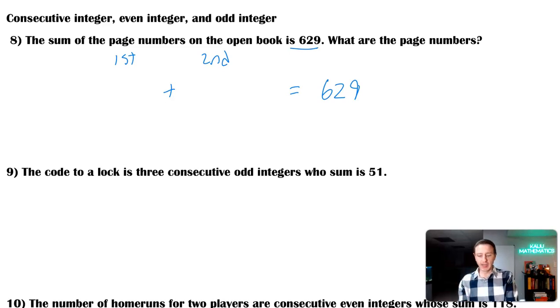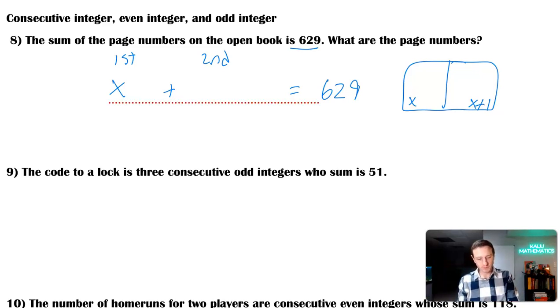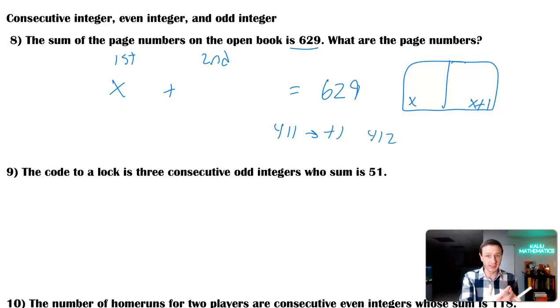If I call my starting point x, my first page, what does the next page have to be? It has to be x plus what number? 1, because you add just 1 to the page number. Just like if I'm at page 411, how do I get to the next page? I add 1. That is now 412. I call 411 x, an unknown page, plus 1, and you get the very next page.